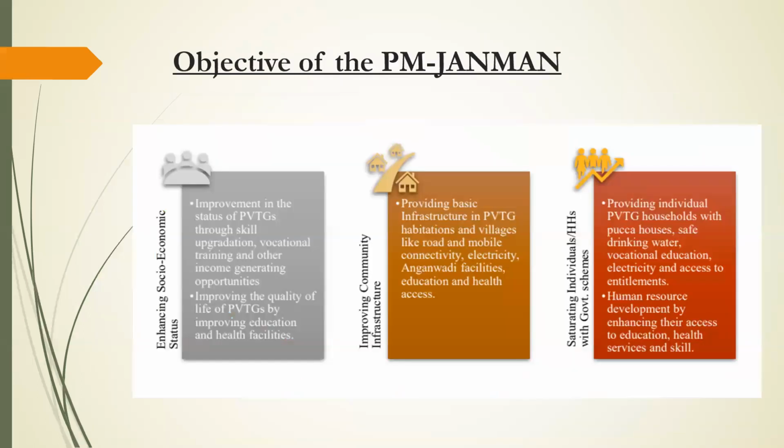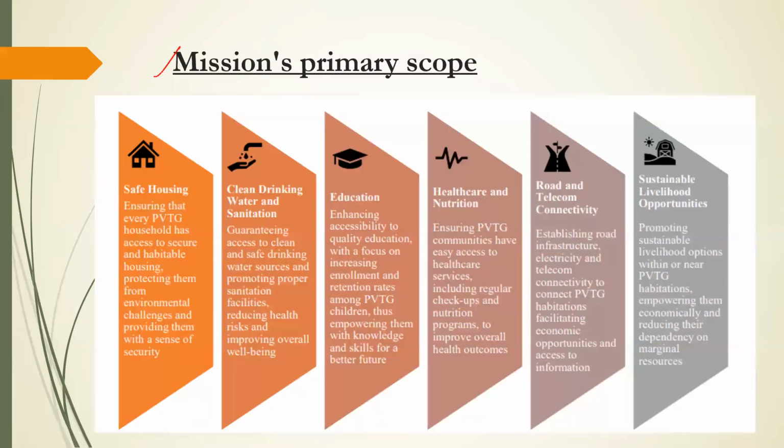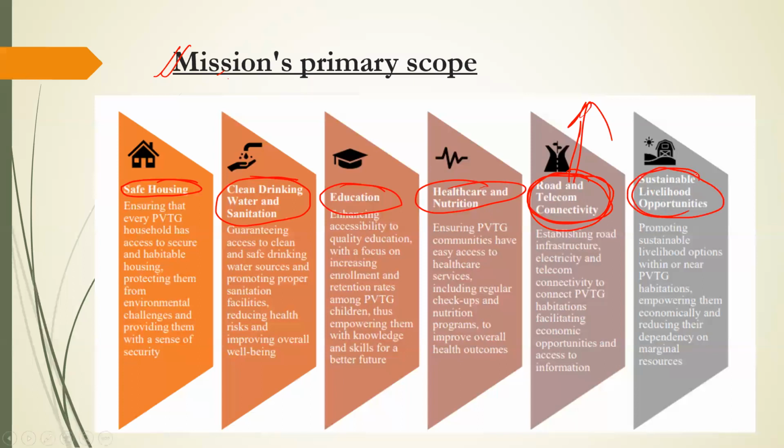So, you can see, both are the same. So, what areas are we focusing upon? Primarily, one is safe housing. One is clean drinking water and sanitation. One is education, healthcare and nutrition, road and telecom connectivity. And sustainable livelihood opportunities. So we are trying to provide tribal empowerment by focusing on these parameters. Here road and telecom connectivity is also part of it.